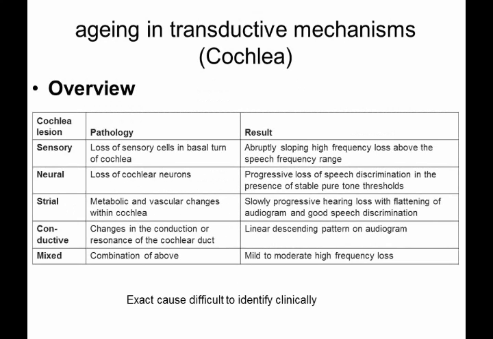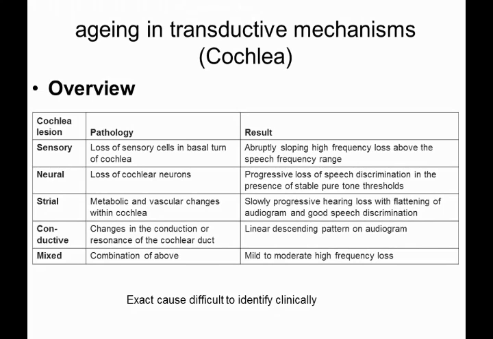Okay, here's an overview. Sensory hearing loss, loss of the sensory cells in the basal turn, and as a result you see a sloping high frequency hearing loss above the speech frequency range, or pretty much in the middle of it actually in most cases. Then the neural hearing loss, which goes with the loss of the cochlear neurons. That will result in progressive loss of speech discrimination in presence of stable pure tone thresholds, which means it does not affect so much the inner hair cells, but it affects the amplification process in general, and all the filters become a bit wider.